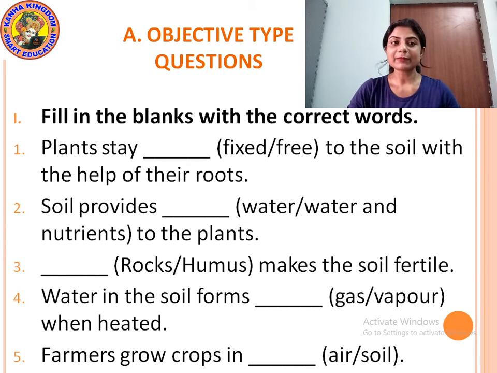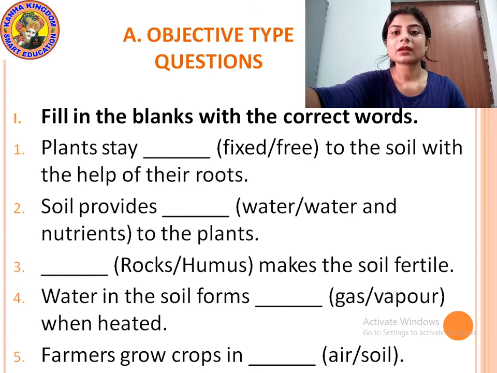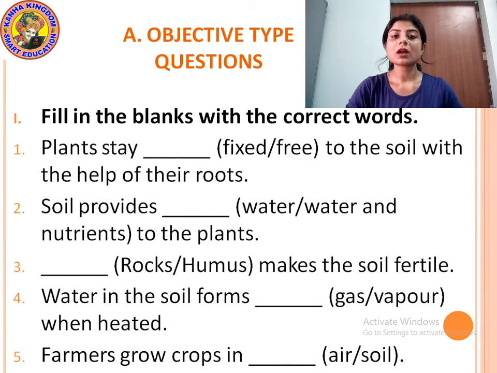Then number 5. Farmers grow crops in air or soil. What is the answer? The answer will be soil. S-O-I-L. Farmers grow crops in the soil.